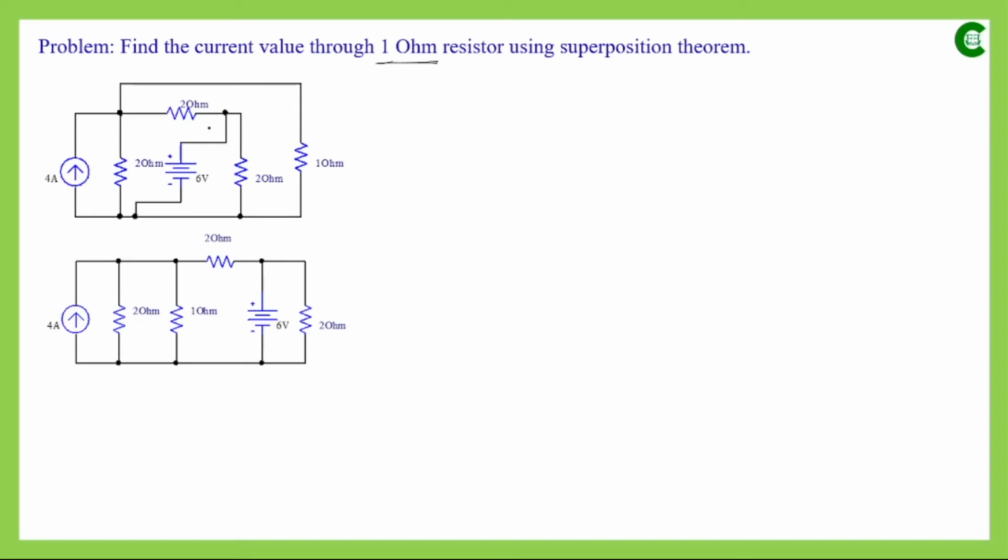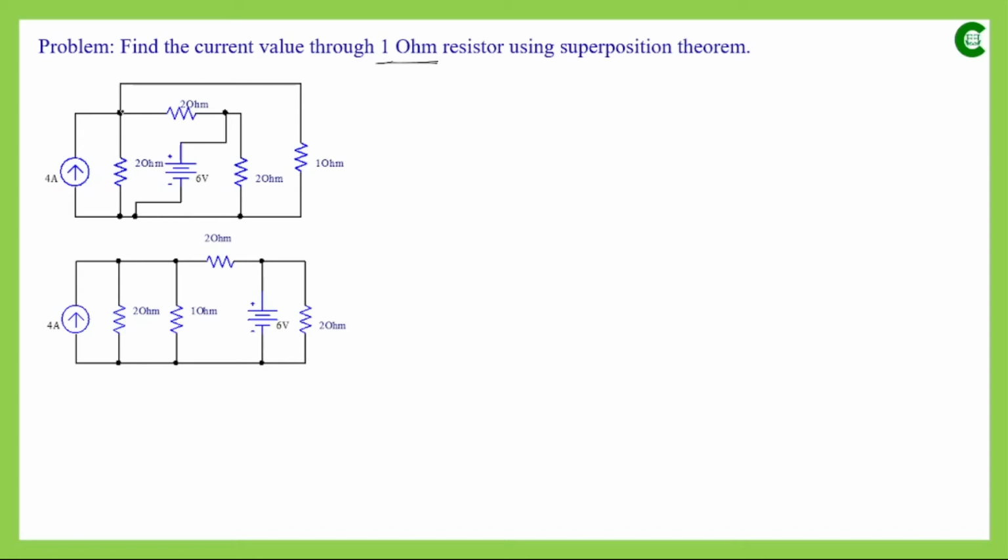And as we can see in the original circuit, between this point and this point is the same as between this and this point. That means we can say that between this and this point, this resistor is connected. So that way this 1 ohm resistor has been redrawn here, and it is shown here. This is the 1 ohm resistor, the concerned resistor through which we want to find the current.